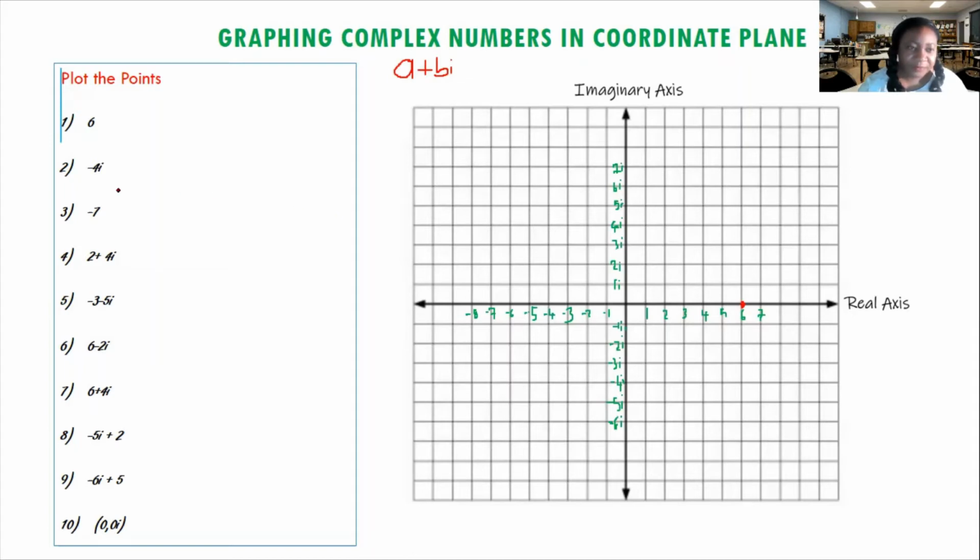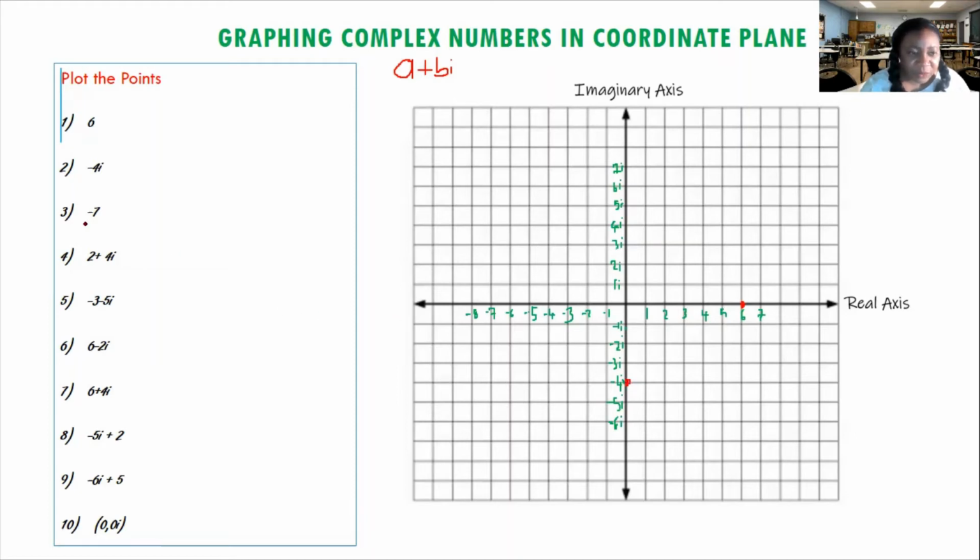All right. Number two asks us to plot negative 4i. As you can see from this number, there is no real part to it. This just has the imaginary part. So just go to the imaginary axis and find negative 4. There is no real, so real is going to be 0. So we're going to put our point right here, where on the imaginary axis we find negative 4.